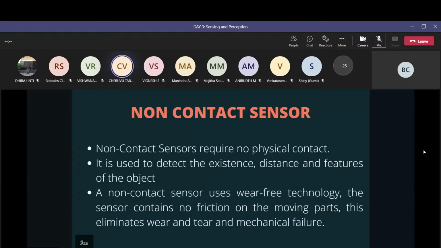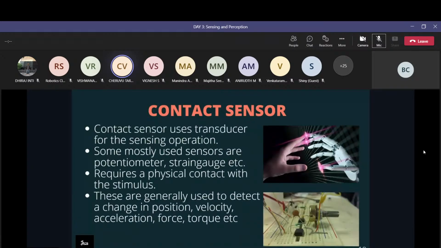That's the basic idea. So contact sensors use transducers for the sensing operation. Some mostly used contact sensors are potentiometers and strain gauges. You're going to discuss the strain gauge in further slides. Why the strain gauge is called a contact sensor and what is the exact meaning of a contact sensor, you'll understand there. It requires physical contact. As I told you, a contact sensor will come into physical contact with its external environment, and then you can say the sensor is a contact sensor.